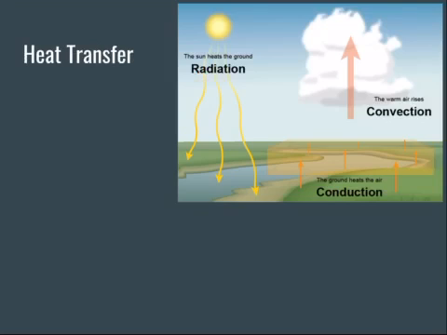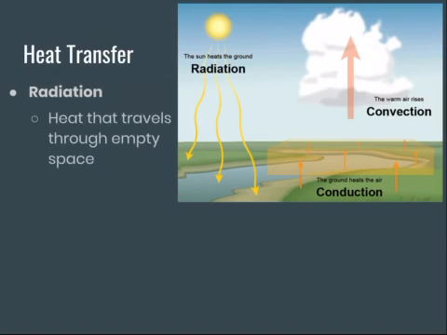Next, we're going to look at how heat is transferred through our atmosphere. The energy comes from the sun to the earth. It travels as radiation. Radiation is heat that can travel through empty space. Like if you walk near a fire, you can feel its warmth without touching it. Or if there's a pot on the stove, you can put your hand near it and feel the heat. You don't have to touch it.